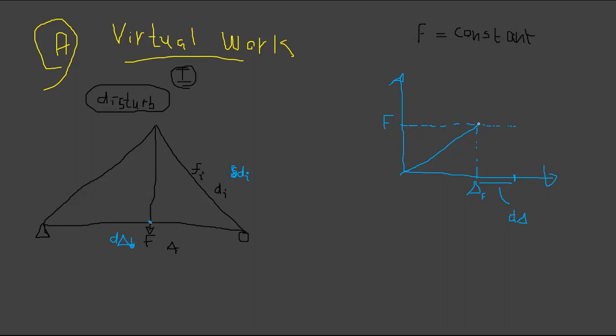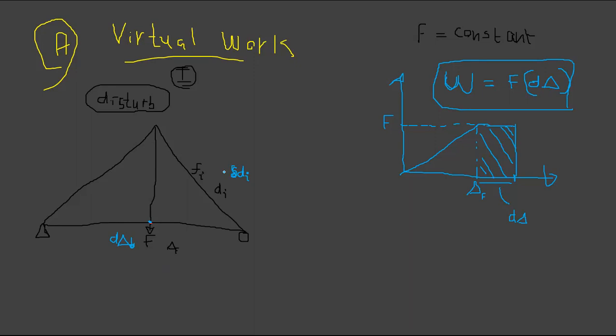While keeping the force constant, the force is still constant, so this will be the additional work done, right? So the external work done will be equal to still F into d delta, right? F into d delta. So this is the external work done due to this imaginary displacement.